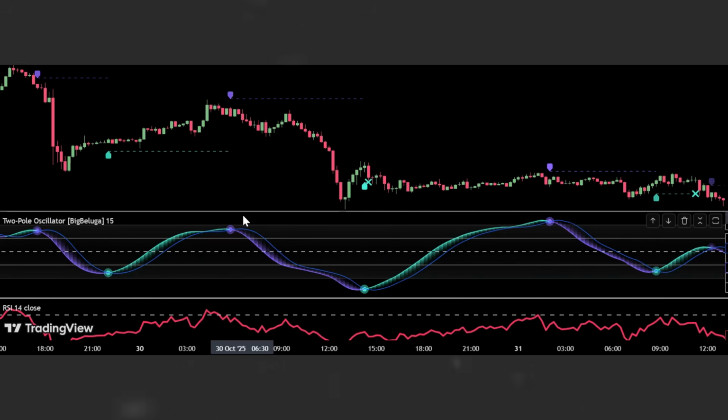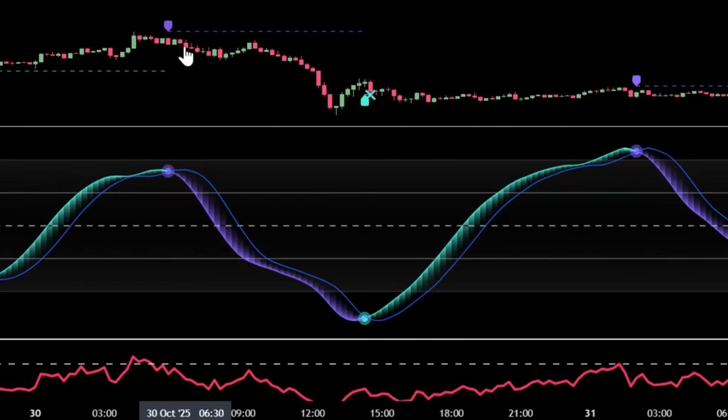For a sell, it's the opposite. Look for a purple downward arrow on the chart, RSI below 50, and the oscillator in the overbought area above 0.5. When these conditions match, arrow down, RSI below 50, oscillator overbought, that's a valid sell signal.